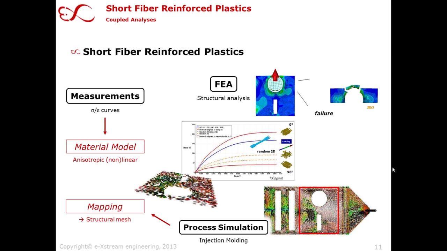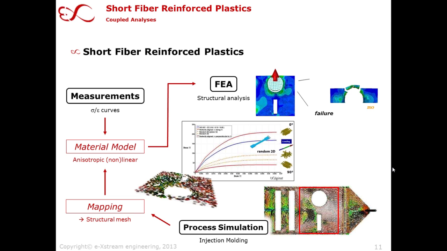And this requires a mapping step because the injection molding mesh differs from the structural mesh. So locally distributed after mapping on the structural mesh, you will have your fiber orientation. You can feed this fiber orientation into a material model, put that to your structural analysis. So the Digimat material model is connected to your FEA solver via a user subroutine and interactively communicates with the FEA solver for the material properties.